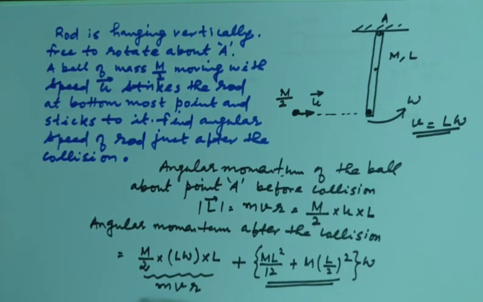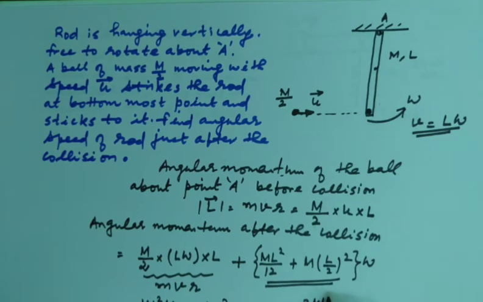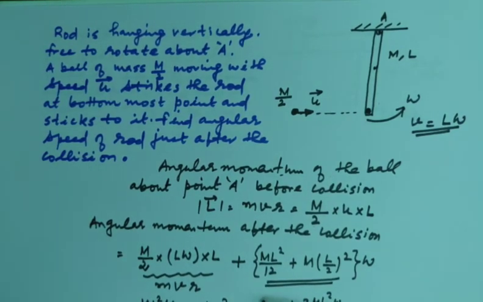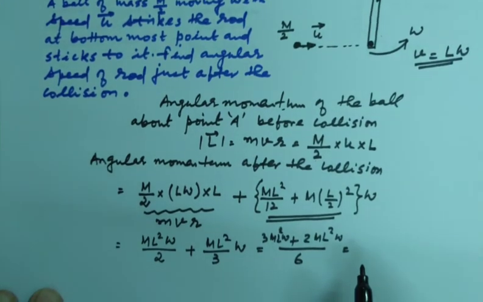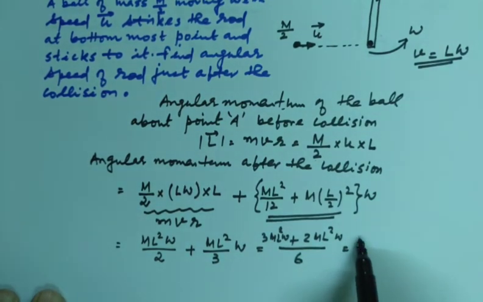So simplifying this gives mL square omega by 2 plus mL square by 3 omega. So this is 3 mL square omega plus 2 mL square omega over 6. This becomes 5 mL square omega by 6.